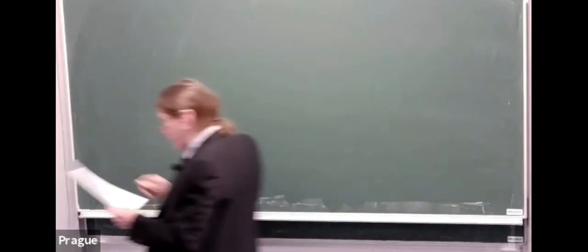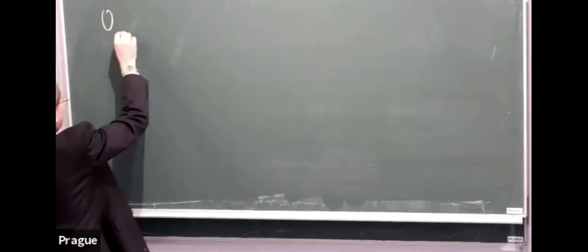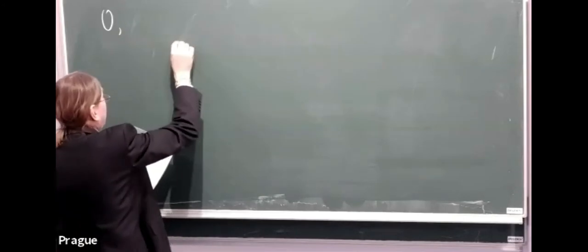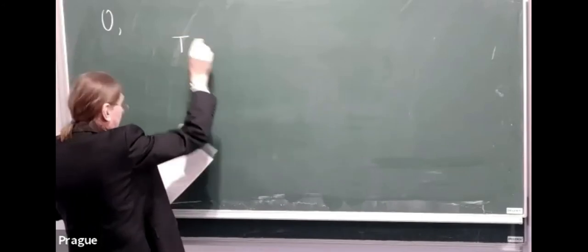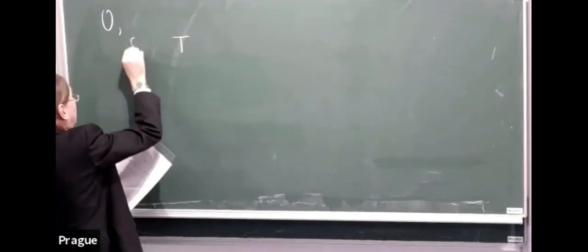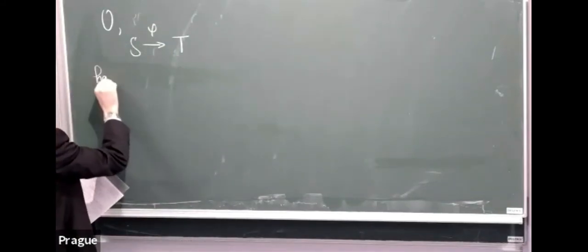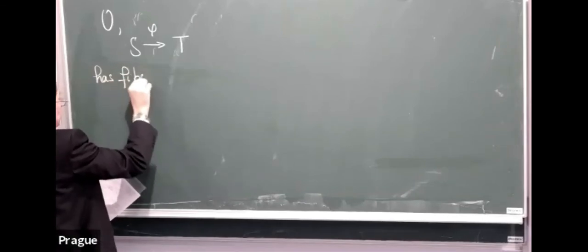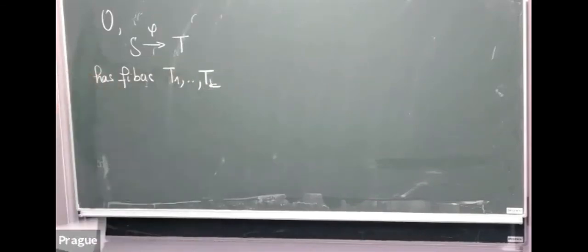So an operadic category is, as the name suggests, a category O such that, among other things, each morphism from S into T has fibers, let's say T1 up to Tk, which are again objects of this category, and they fulfill some properties.